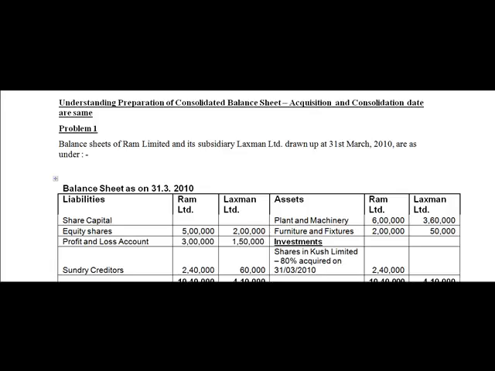तो चलिए अब हम अपना पहला क्वेश्चन देखते हैं. Understanding preparation of consolidated balance sheet. And this is the simplest of all the questions that you can get because यहाँ पे आपकी जो acquisition और consolidation date है वो same है. So what is happening here is that my acquisition and consolidation date, these two dates are same.